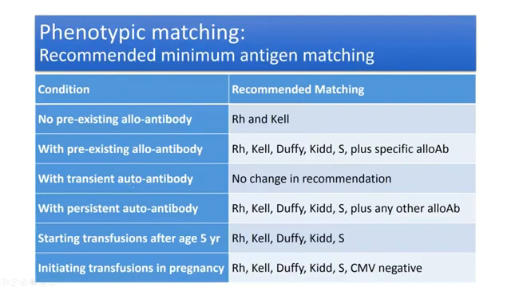Autoantibodies can also develop in thalassemia, but if it's a transient autoantibody, which can sometimes happen during intercurrent infections, then there's no change in recommendation. But if the autoantibody is persistent, then this is a relatively higher risk situation, and extended phenotypic matching is recommended. And again, if the age at starting transfusions is older, then the risk of alloimmunization is higher, and extended matching should be considered. And finally, if the transfusions are first initiated during pregnancy, that's a very high risk state for alloimmunization to develop, and extended matching is recommended.